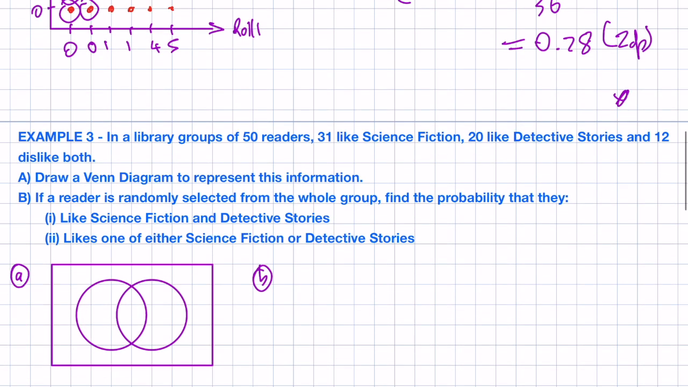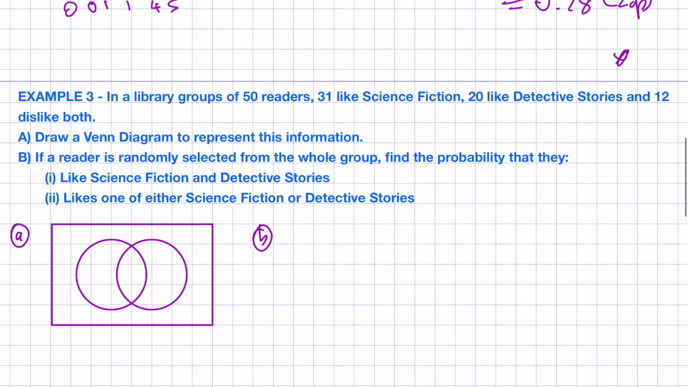This Venn diagram one is a little doozy. In a library, groups of 50 readers, 31 like science fiction, 20 like detective stories, 12 dislike both. I want to draw a Venn diagram to represent this info. So I'm going to put my science fiction here, my detective stories there. The universal set is the rectangle.